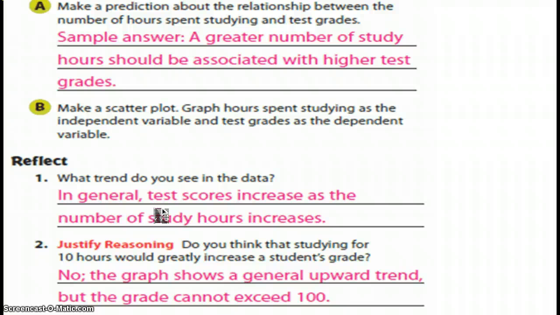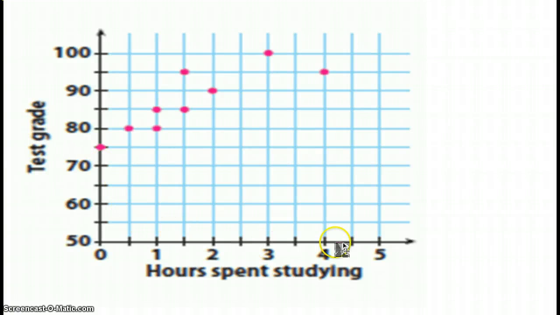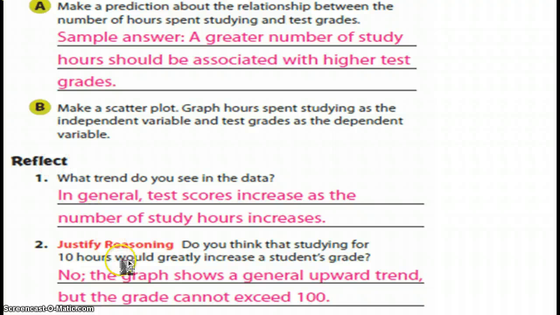And then it says, here's a little justification. Do you think that studying for 10 hours would greatly increase a student's grade? Well, just go back and look at your scatter plot. You see 5 hours here, but look at the trend. Would studying another 5 hours really give you a better grade on this upcoming test? Well, no, because the graph shows a general upward trend, but the grades cannot exceed what? 100.